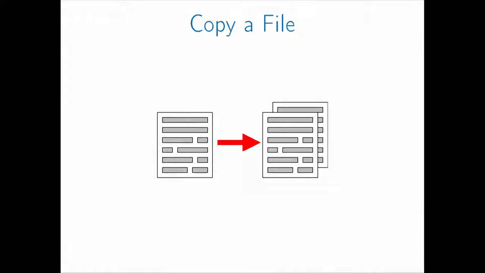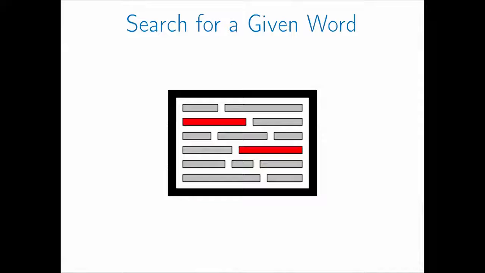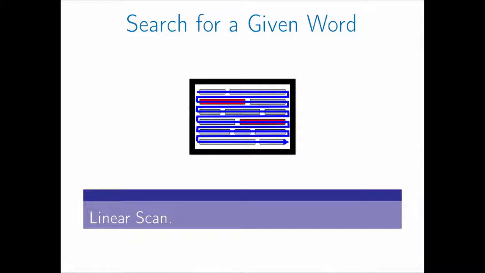So, to begin with, suppose that you're writing a computer program. There are a lot of tasks that you might want to perform that you don't really need to think about very hard. These are things like displaying a given text on the screen, or copying a file from one location to another, or searching a file for a given word. Each of these algorithms is essentially a linear scan. You go through every word in the file one at a time, and you do the appropriate thing.